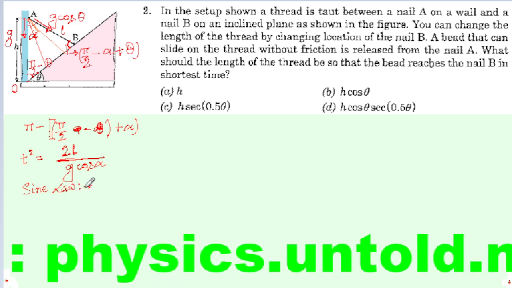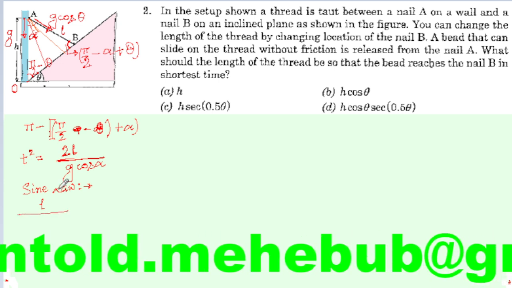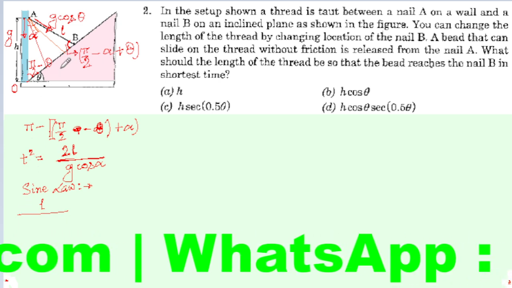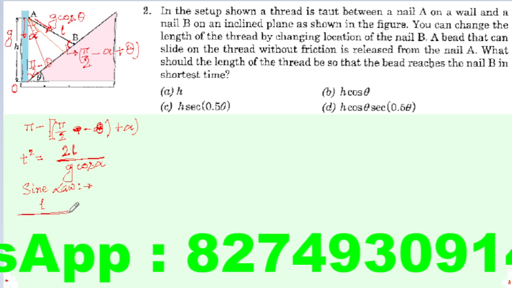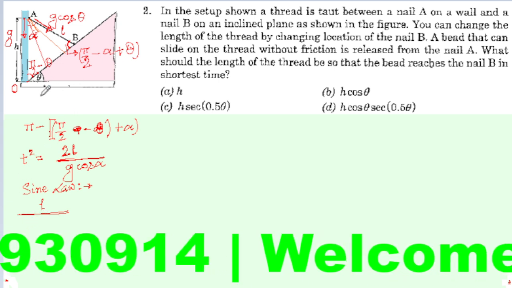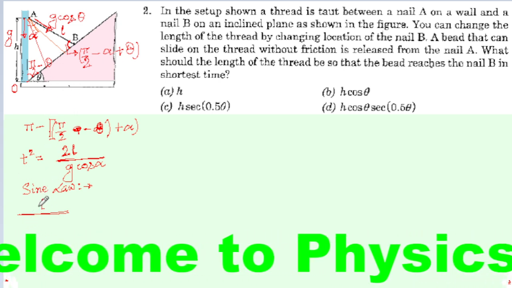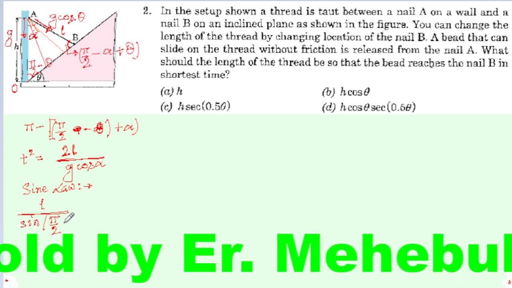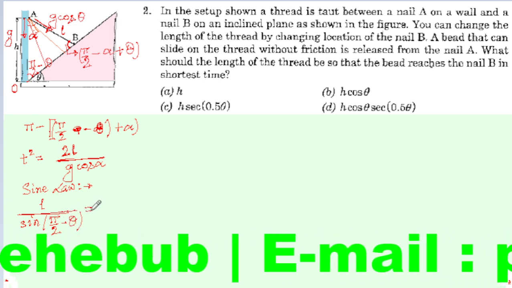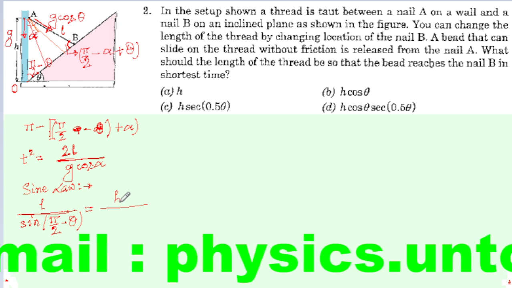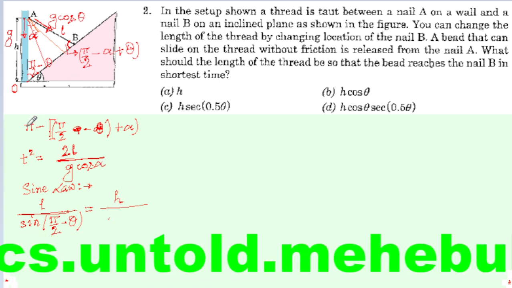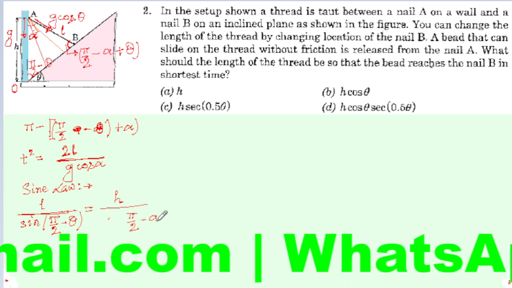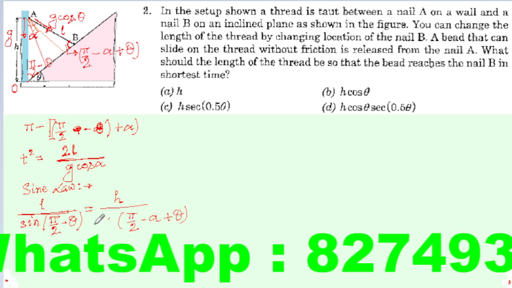By using the sine law, we can write L divided by its opposite angle. This is length L, divided by its opposite angle. Now, from the diagram we are seeing that the opposite angle of the length L is equal to pi by 2 minus theta. Therefore this ratio should be equal to L divided by sine of pi by 2 minus theta, which must be equal to H divided by the sine of its opposite angle, which is pi by 2 minus alpha plus theta.